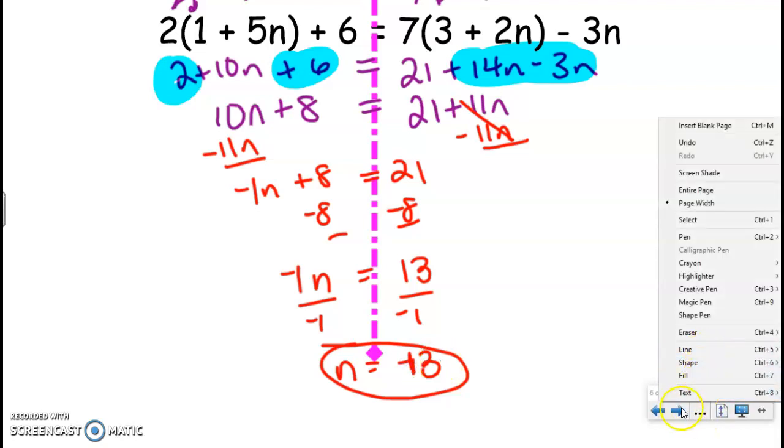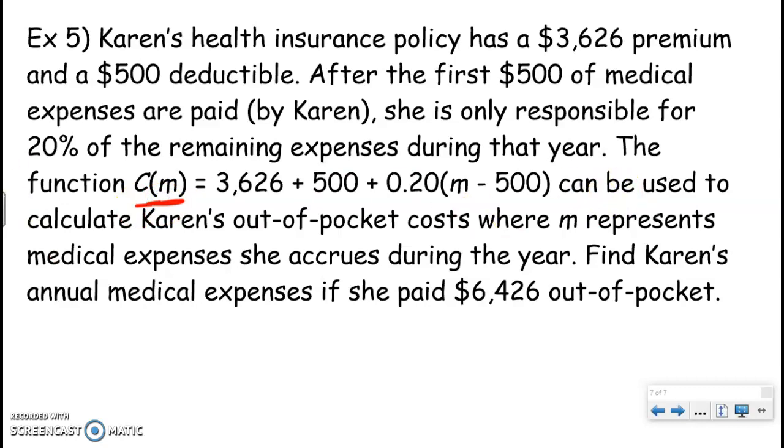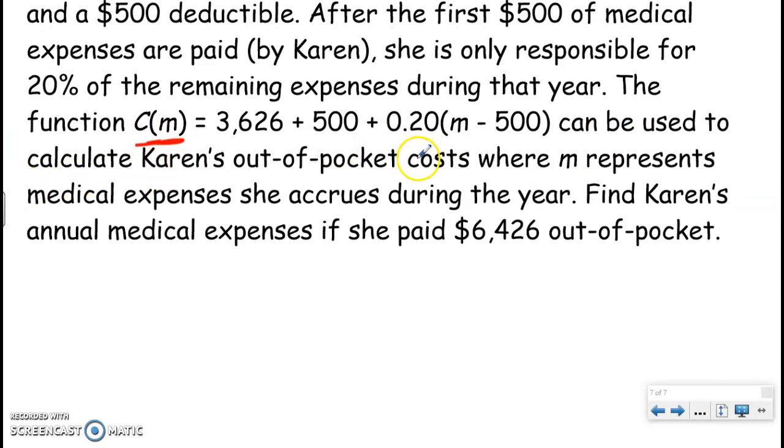Okay, last one here. Okay, big application problem. There's a bunch of information here. What this is saying is this function here can be used to calculate Karen's expenses, out-of-pocket costs, where M represents medical expenses. Okay, so with your insurance, you pay a certain amount of money, and then the insurance company covers the rest. M would be the total cost of the medical expenses. C is Karen's cost. Okay, so if Karen pays $6,426 out of pocket, we can just plug that in for Karen's costs for her medicals.